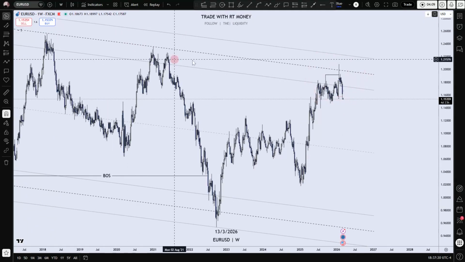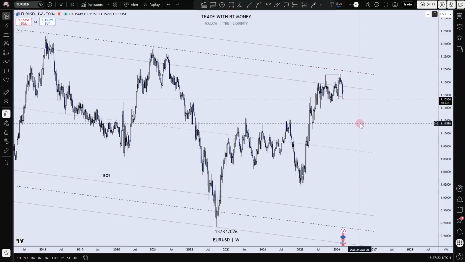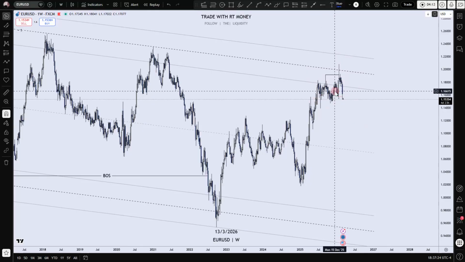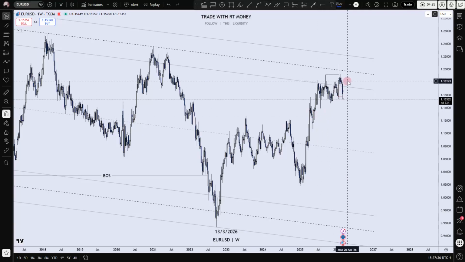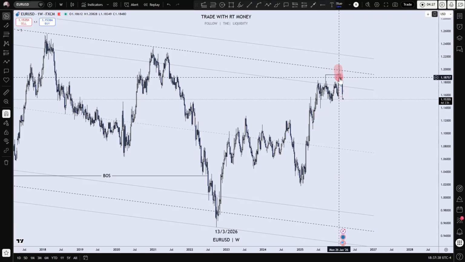It's the only reason why I use the channels, or trend lines, just to mark structure, not to mark entries and exits, because that is support and resistance trading. That's not what we do here. We are smart money traders. Now, what I'm looking for is a sell model here.